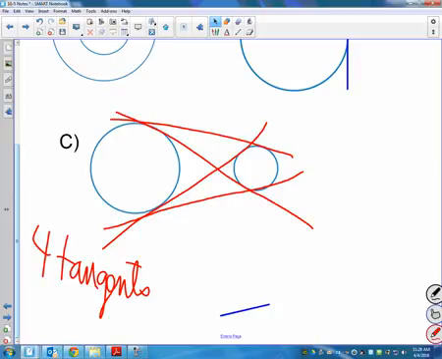That's kind of good practice to understand what is a tangent and what isn't a tangent with 2 circles. So I think there's a couple of those. So then the rest of the notes today are just, what are some properties about tangent lines?